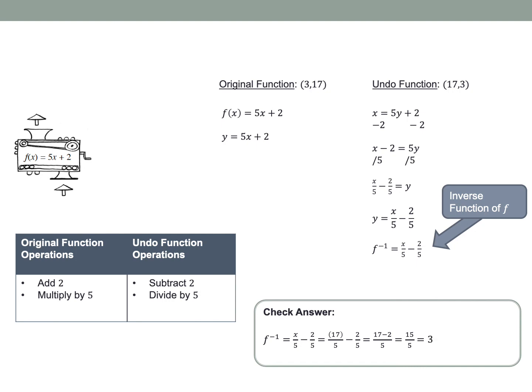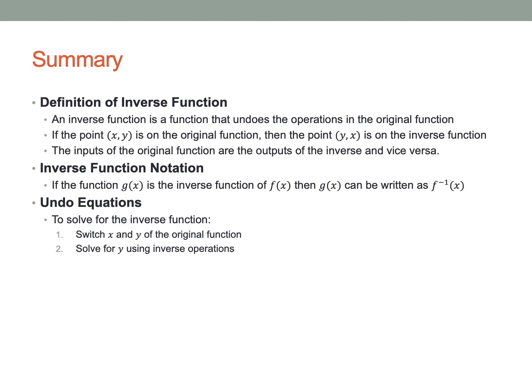Okay, so summary. We went over the definition of the inverse function. An inverse function is a function that undoes the operations in the original function. If the point (x, y) is on the original function, then the point (y, x) is on the inverse function. The inputs of the original function are the outputs of the inverse, and vice versa. And then the inverse function notation, which was the second topic I said we'd cover: if the function g of x is the inverse function of f of x, then g of x can be written as f inverse of x. So here's again the notation.